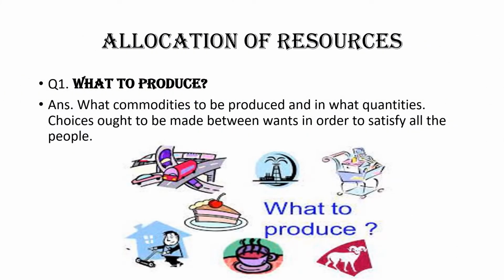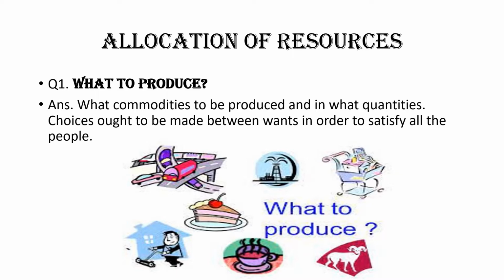The modern day economists are of the opinion that the problems of resource allocation in an economy, or the central problems of an economy, have to answer three fundamental questions. Number one, what to produce, that is, what commodities shall be produced and in what quantities.